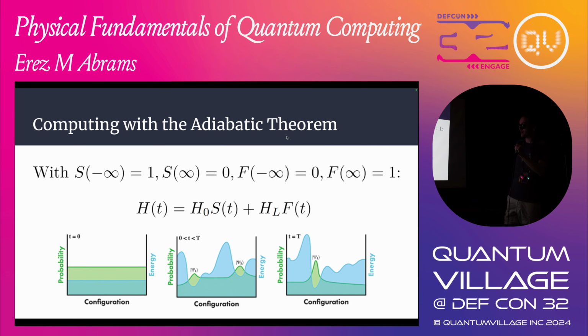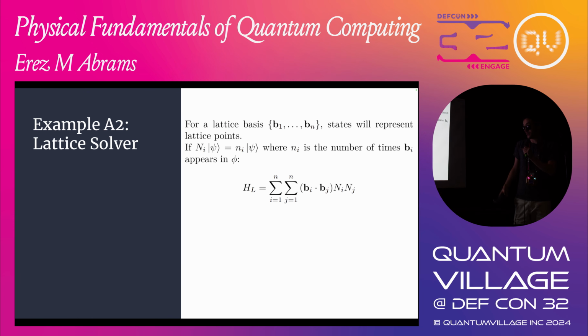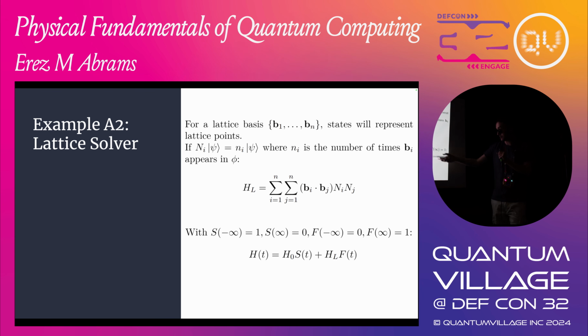computation. Let's say that I want to minimize this function, right? I can start with this Hamiltonian, where my system is in the known lowest energy state, and then very slowly change it to this Hamiltonian. And the system will end up in the lowest energy state, which will be well localized in that minimum of the Hamiltonian. We can use that on our lattice thing from before, and apply this concept.